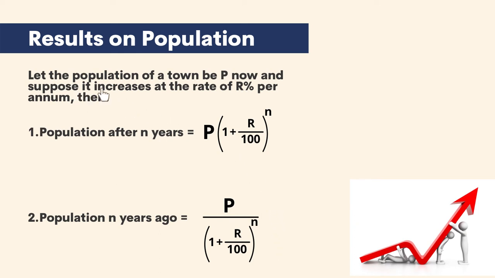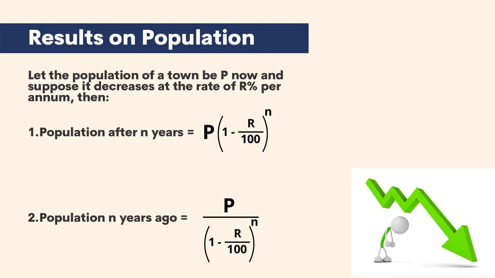So here I said that the population increases, but it can decrease also, so you can use minus here, minus here. Now this formula becomes like this if the population decreases. So I put minus here, and here also minus. I will take some examples, then I will solve how you can use these formulas, or how you can solve these examples even without using a formula.